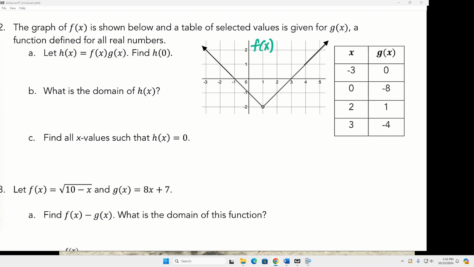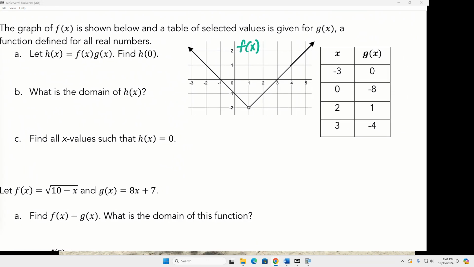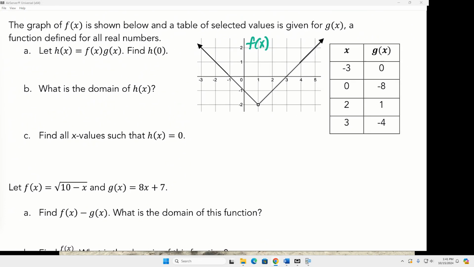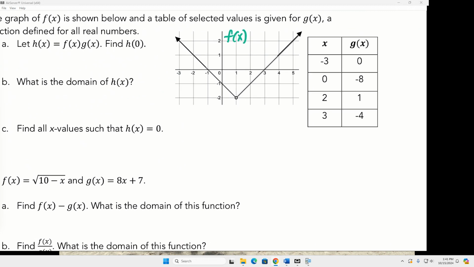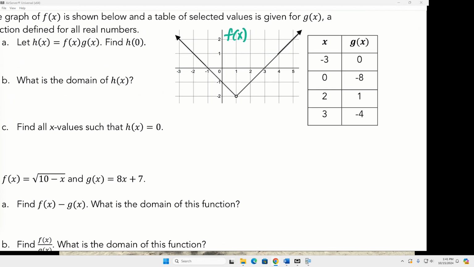It does tell you that G has a domain of all real numbers. So it's defined by all real numbers. So underneath G, I'm going to put that. The domain of G is all real numbers.